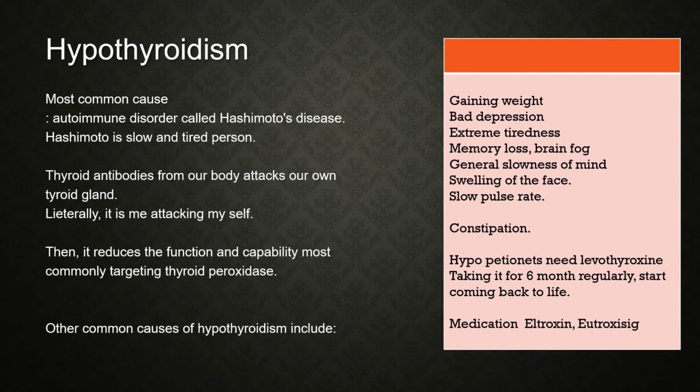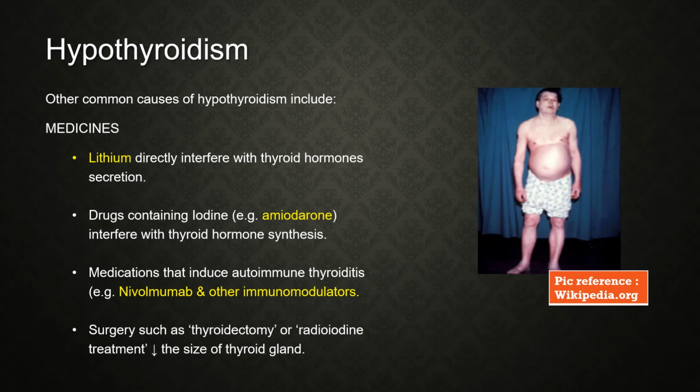Other common causes of hypothyroidism include medicines like lithium, which directly interfere with thyroid hormone secretion, and drugs that contain iodine, such as amiodarone, which interfere with thyroid hormone synthesis. Nivolumab or other immunomodulator medicines induce autoimmune thyroiditis, and surgery such as thyroidectomy or radioiodine treatment reduces the size of the thyroid gland. So this is the picture of hypothyroidism from Wikipedia.